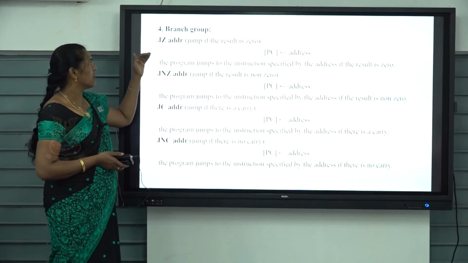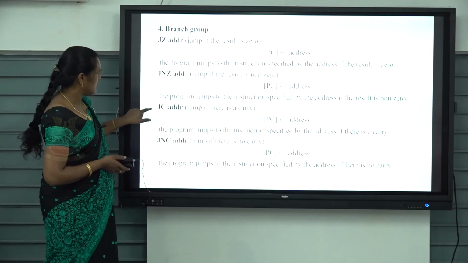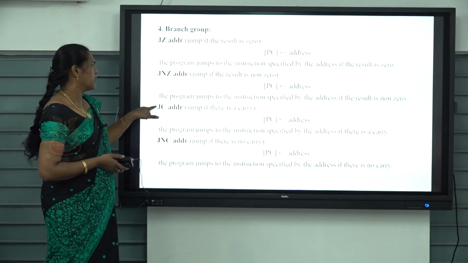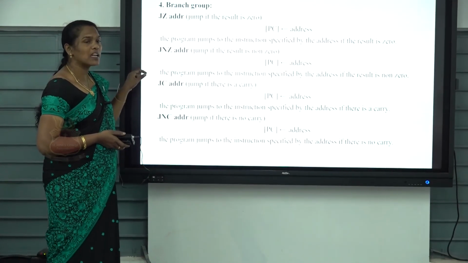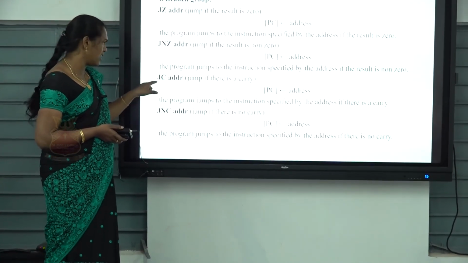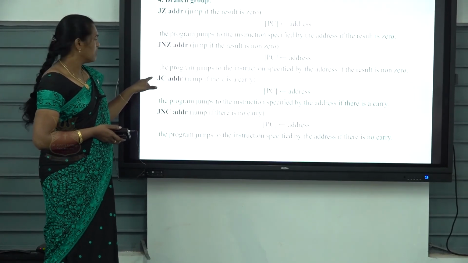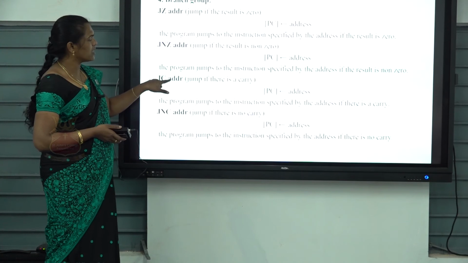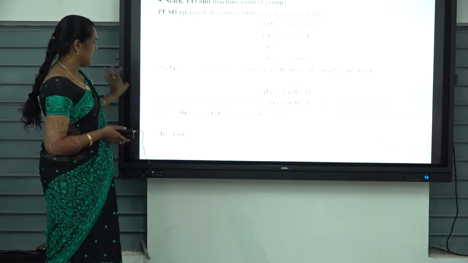We have deviation here. Okay. Then JC address. If the result is carry, or the accumulator result is having carry, then the program counter points to the address. Okay. Then jump on no carry.